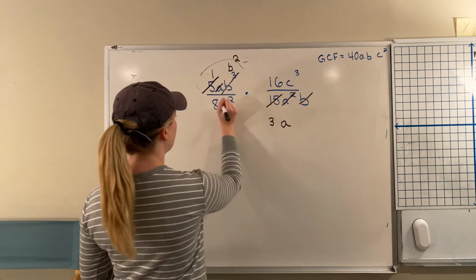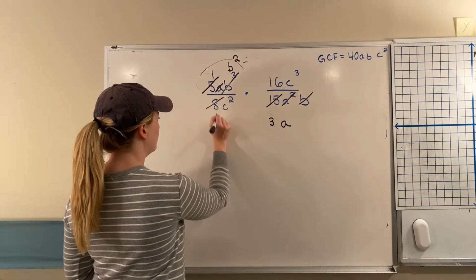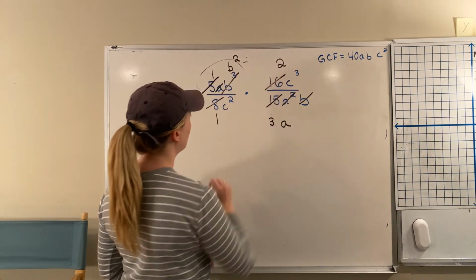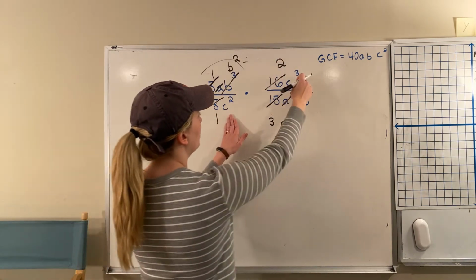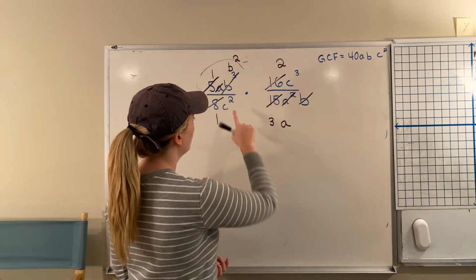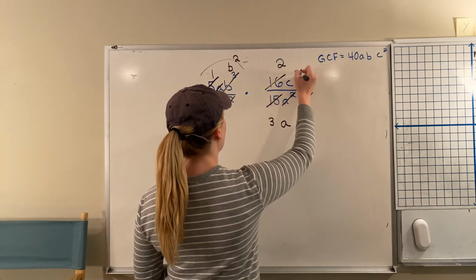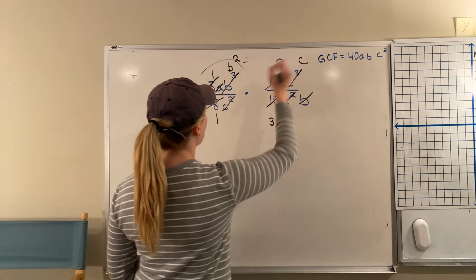8 goes into 16 twice. So cancel that out and put a 2 up here. And now we have c squared and c to the third. Well, this c squared is going to get canceled out because of the c to the third. And we're going to have 1 c left up top.